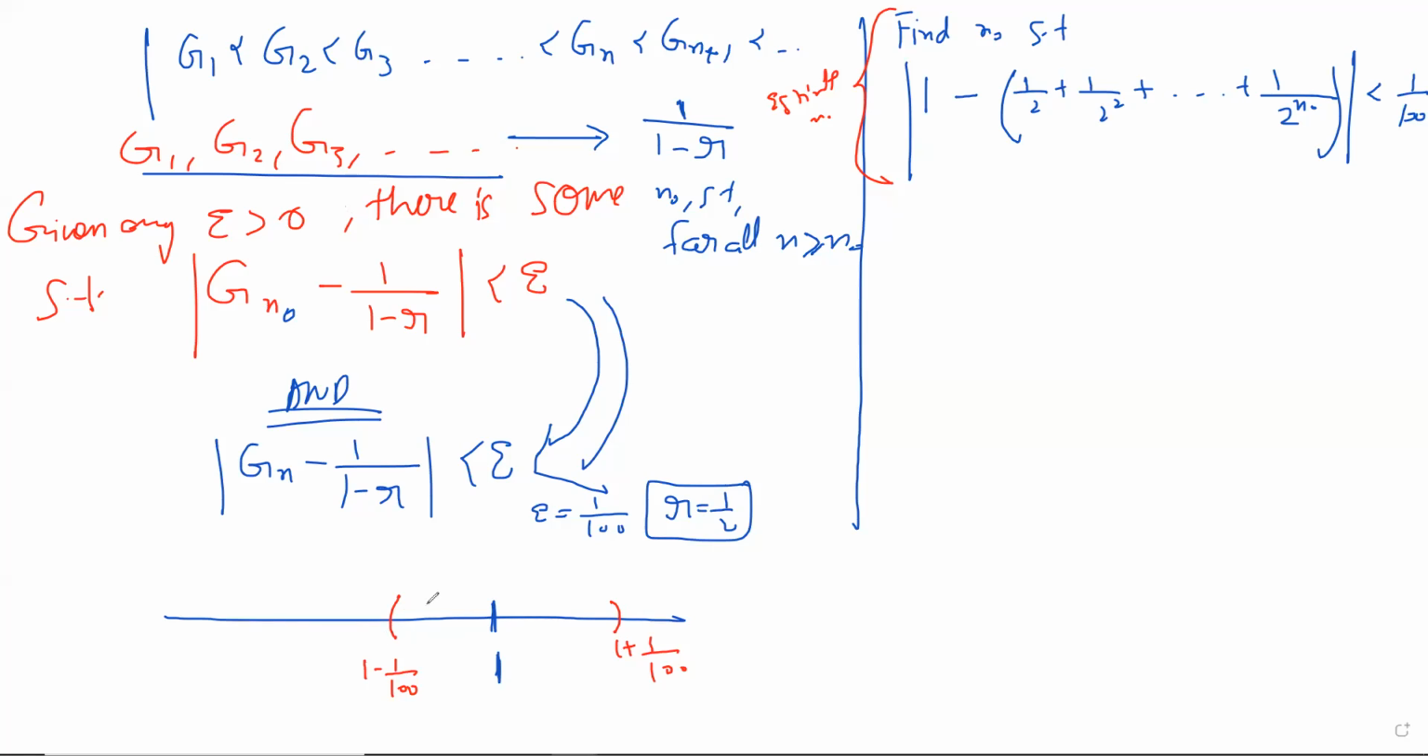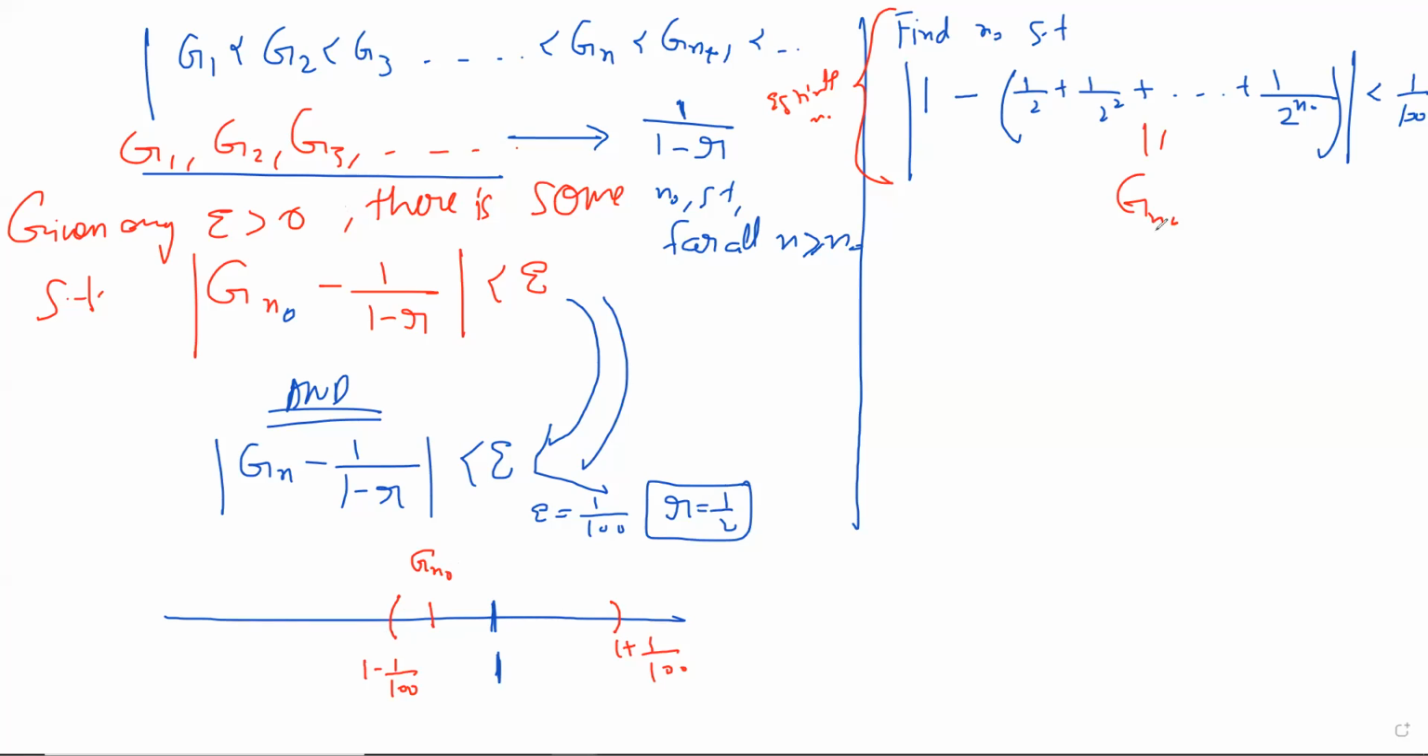So it is this, and we know that there is some n naught which comes here. So there's some n naught such that g n naught, g n naught is the addition up to n naught, right? You guys know it. Okay, it comes in that bar. That's what it means for the distance to be less than epsilon.